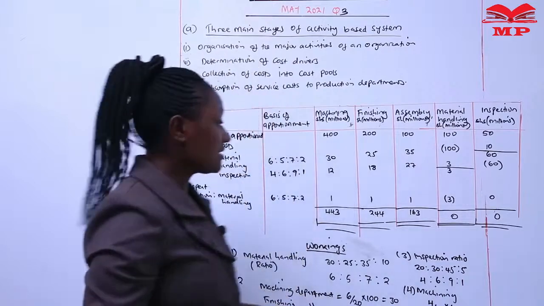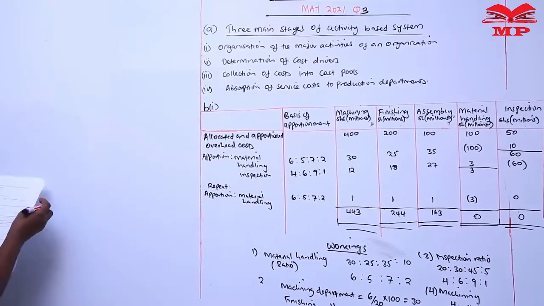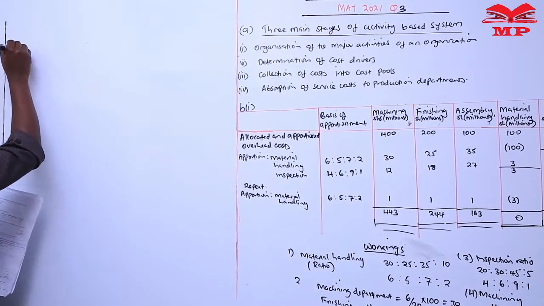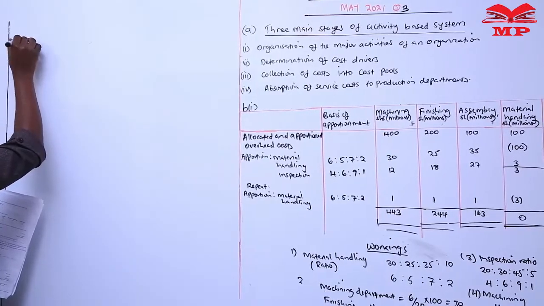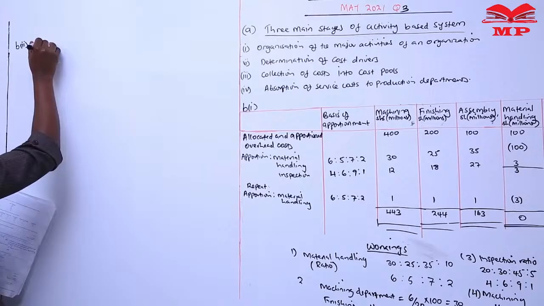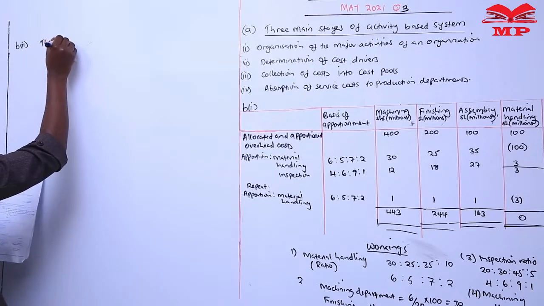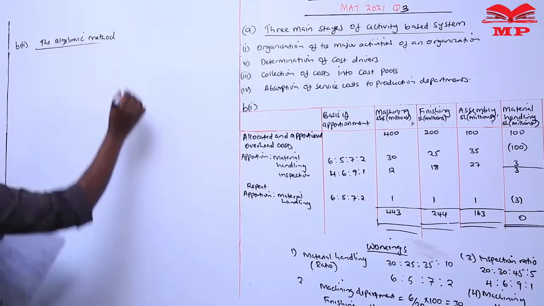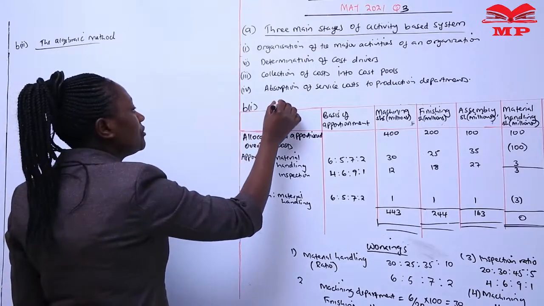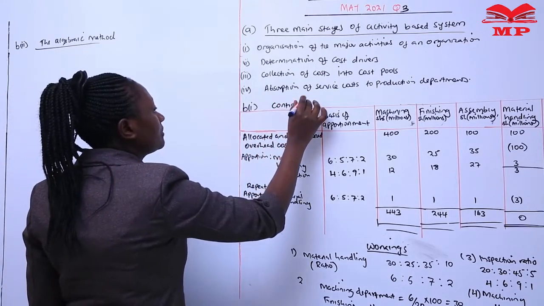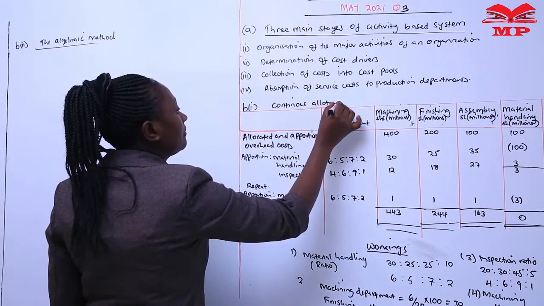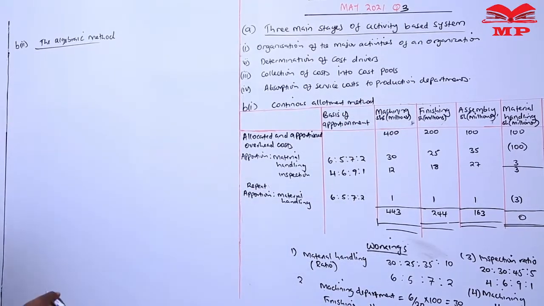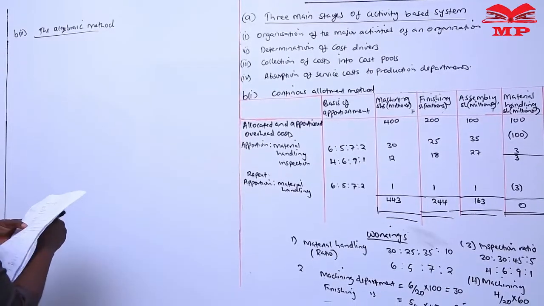And how do we do this? So let's do part 2. This is question number 3, part B, Roman 2. We are using the algebraic method. This was the continuous allotment method, and this is algebraic.